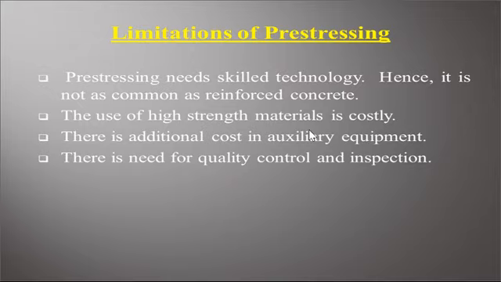The use of high strength material is costly. The cost of the concrete as well as the cost of the strand, or we can say the wire, is costlier than the conventional Fe 415, 500 or 250 grade of steel reinforcements. There is additional cost in auxiliary equipment. Some other equipments are needed for the prestressing work. There is need for quality control and inspection. Quality control is very important in prestressing, and inspection is also very important. These are the limitations in prestressing.